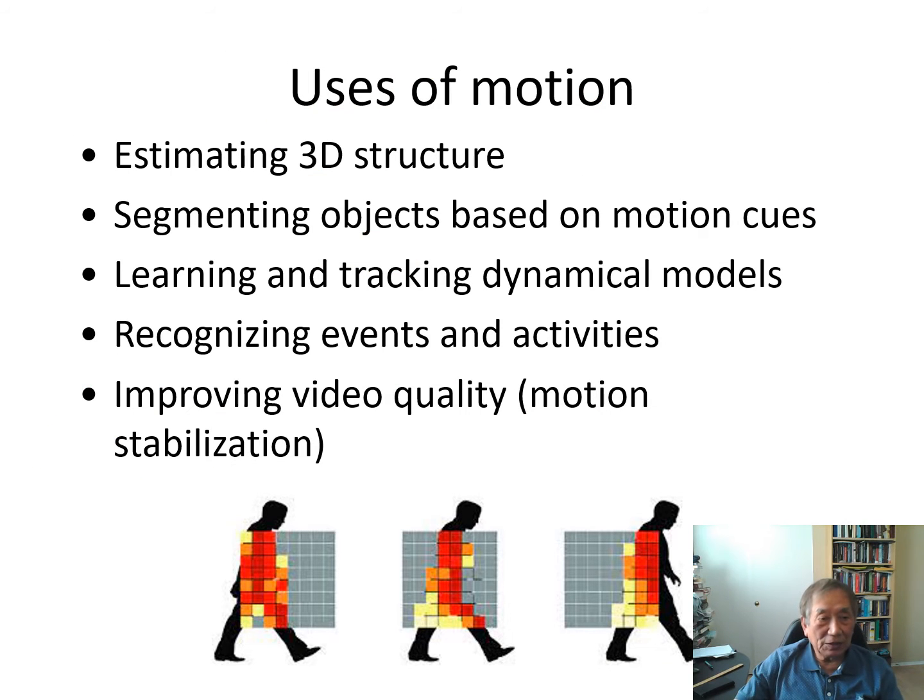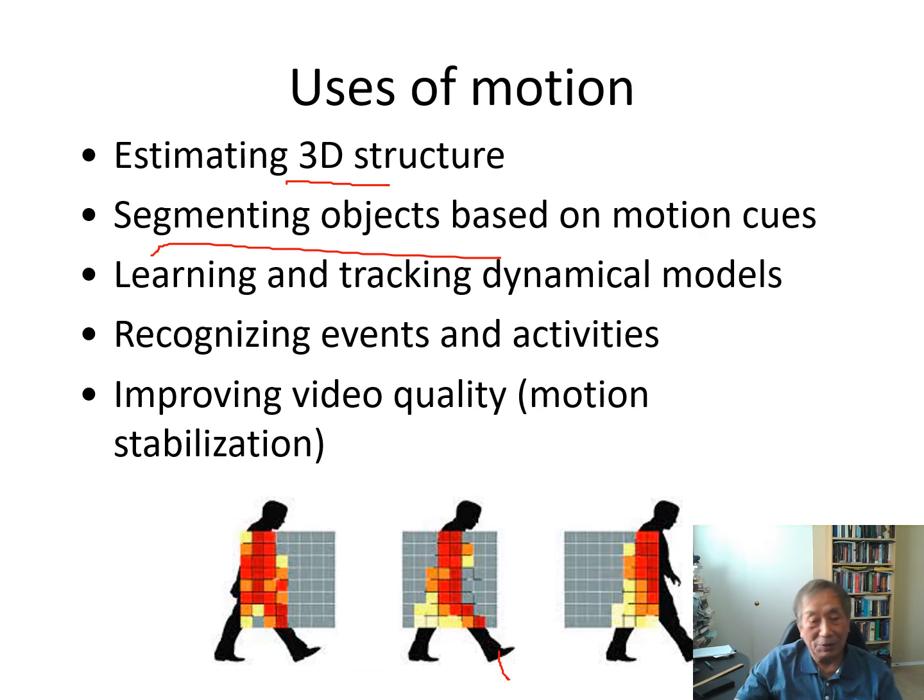Motion is also very useful in estimating three-dimensional structure. Even if we have only a two-dimensional picture for every image we capture, when you compose that from multiple sizes and multiple directions, then we can reconstruct the 3D structure. That's why a 3D digitizer has cameras moving around, and by motion, three-dimensional objects can be constructed. And then there is segmenting objects based on motion cues.